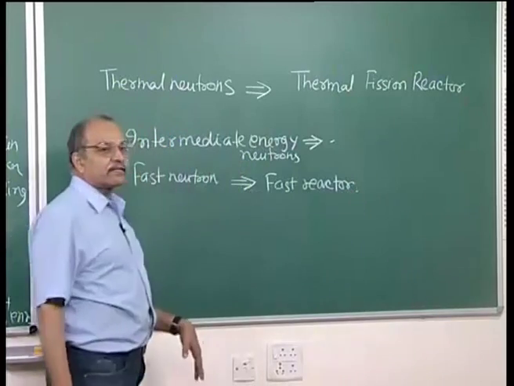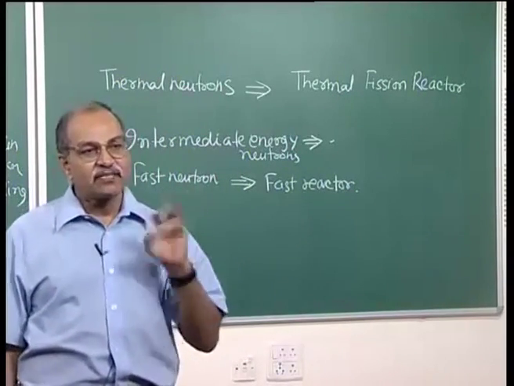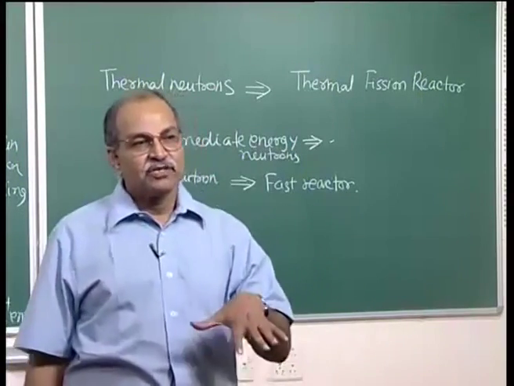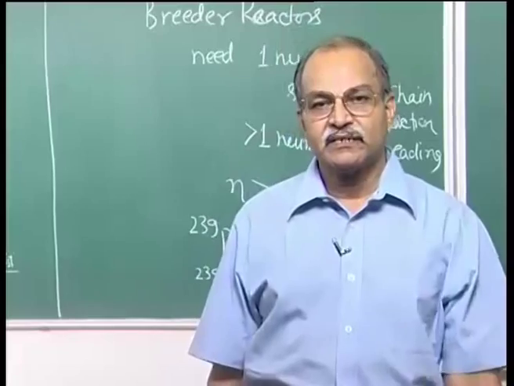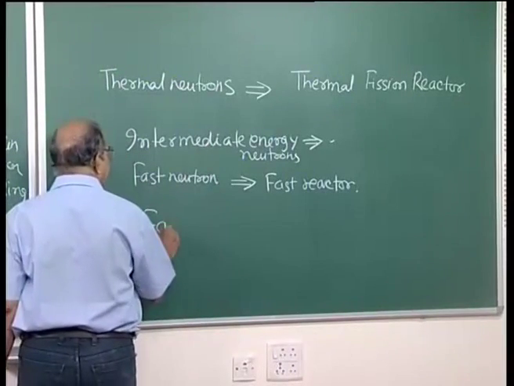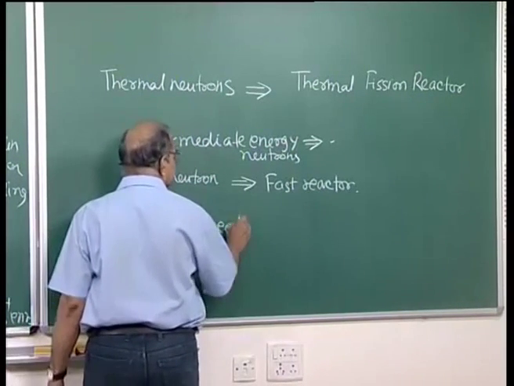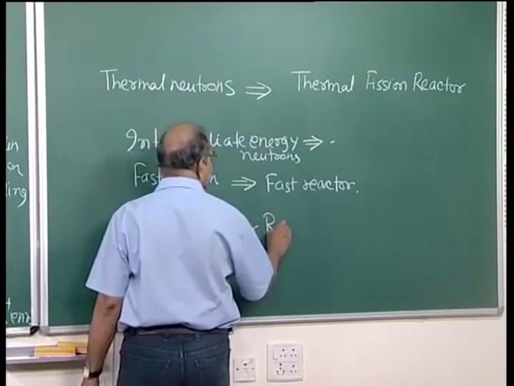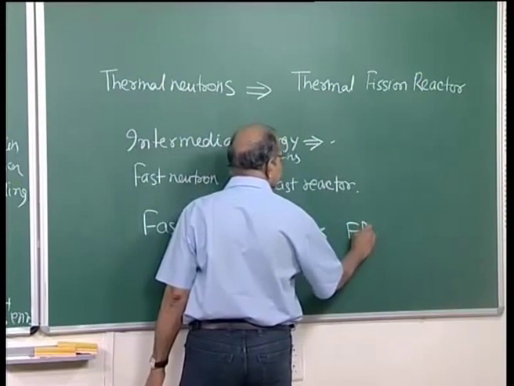So, breeder reactors in the present designs are all fast reactors, because the fast neutrons which are produced in fission of plutonium 239, they themselves cause the next generation fission. So, they are generally termed as fast breeder reactors, FBR.